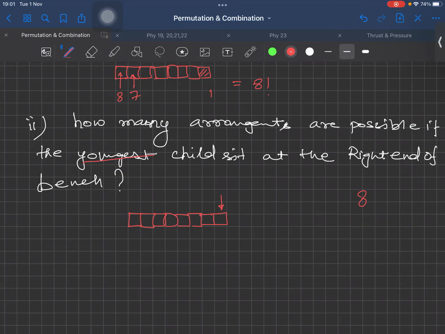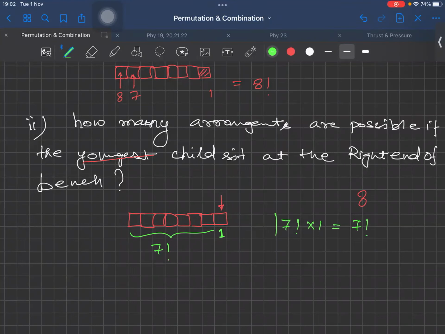Who is this? Shreya, sir. Why 7 factorial, Shreya? Because in the right end of the bench, the youngest child is sitting, so it's not going to change. Okay. So that means only that child is going to sit here, right? Only one child. Yes, sir. And the remaining 7 children can be arranged in 7 factorial ways, right? So 7 factorial multiplied by 1 will be equal to 7 factorial.